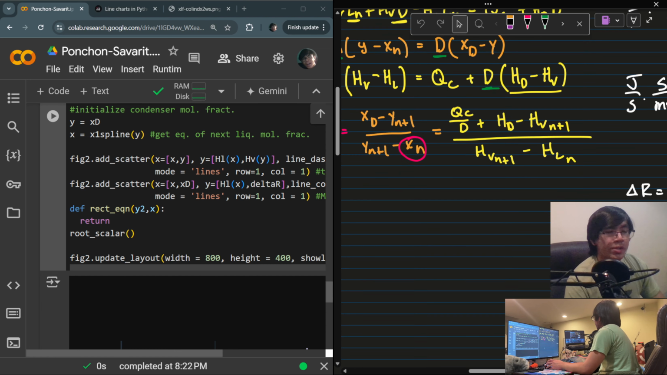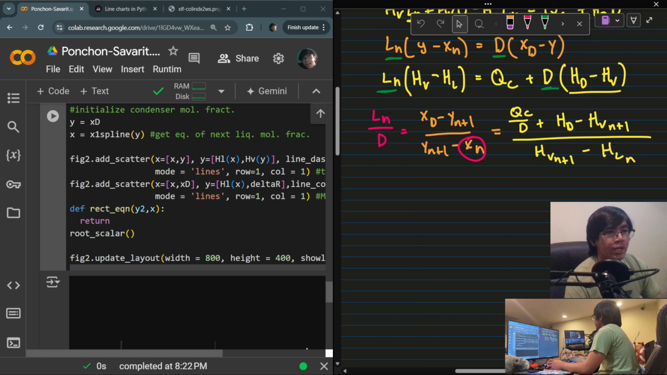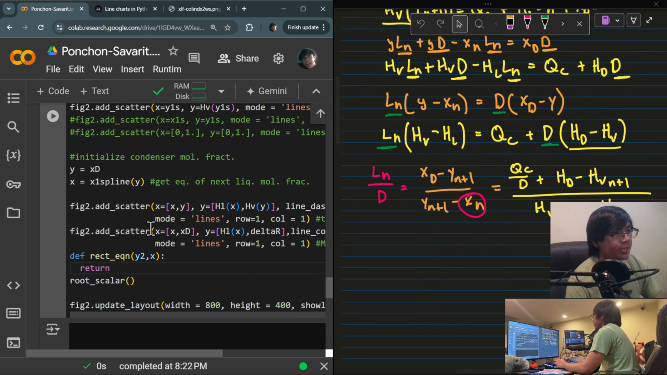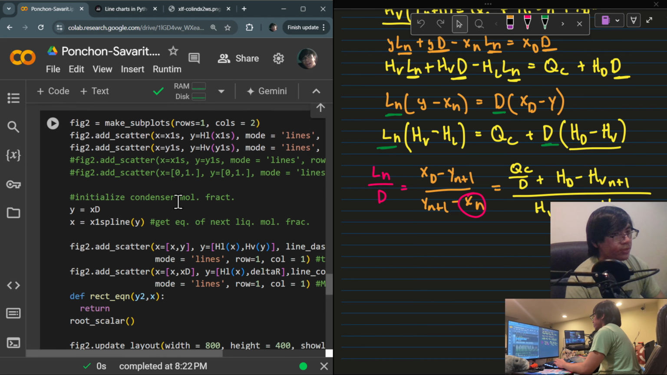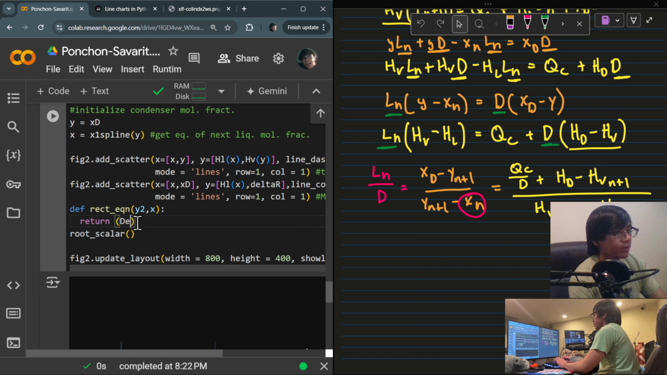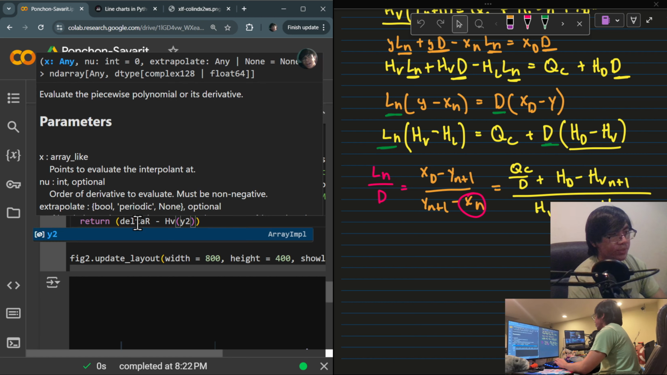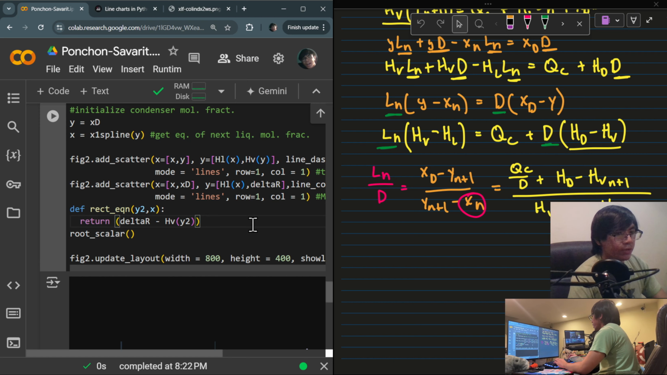There we go. So we're setting these equal to each other. I mean, they are already set equal to each other, but we want to zero out these equations so that we can solve for yn plus 1, essentially y2. So the stage below. So y2, we already have this. Remember, Qc over D plus hD, that is our delta R. So I go delta R, and minus our heat of vaporization interpolated from our y2 from the stage below. And then I divide that by the same thing, heat of vaporization at the stage below.